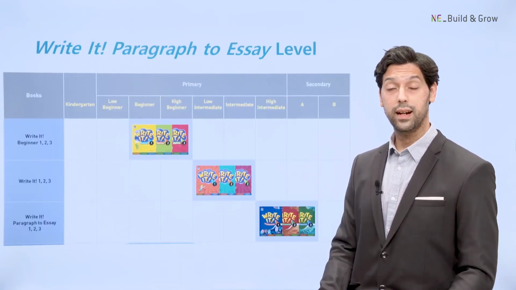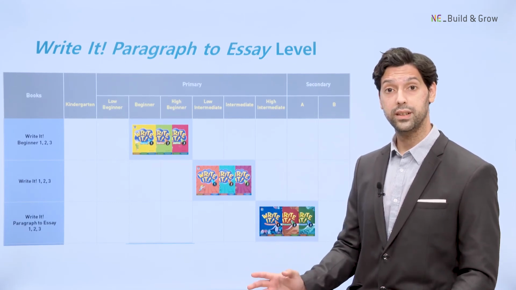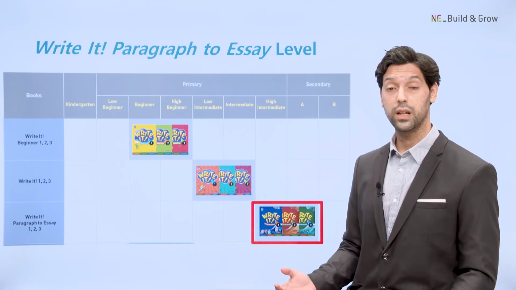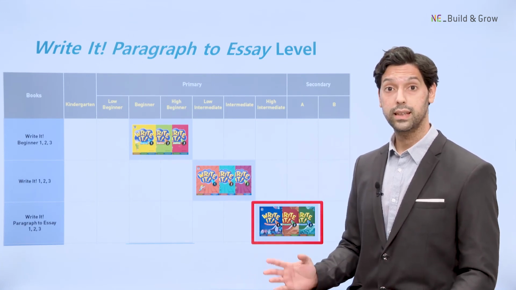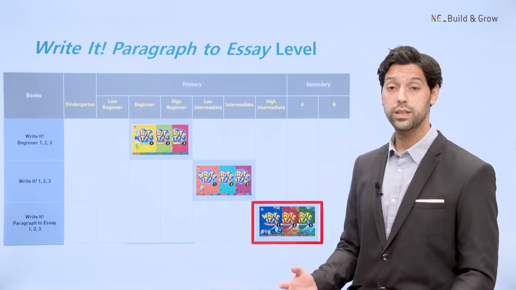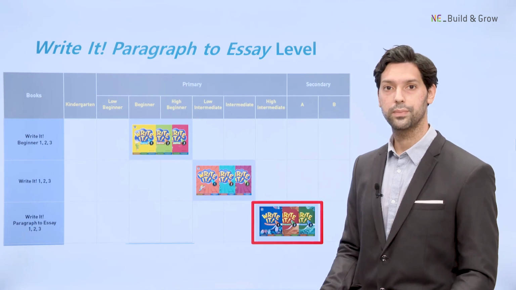Based on our leveling guide, we recommend that teachers introduce the Write It Paragraph to Essay series to students in the high intermediate to secondary levels, which approximately correspond to elementary school grade 6 and secondary school. Of course, we encourage teachers to use their discretion when adopting the books.